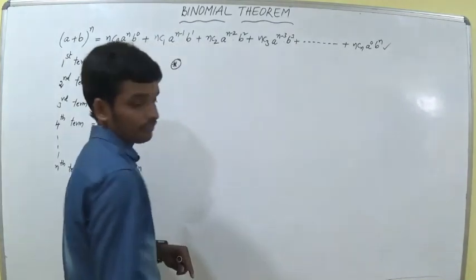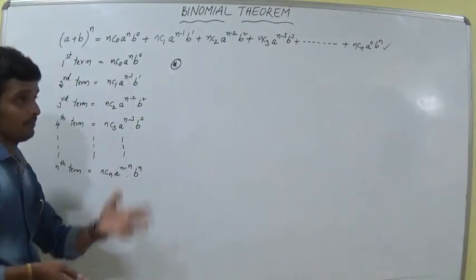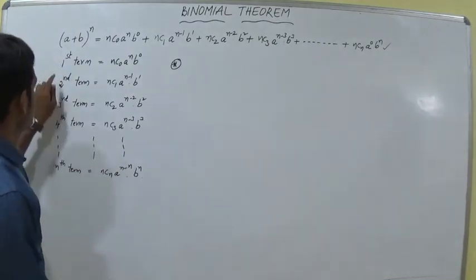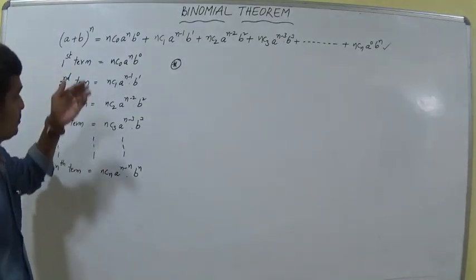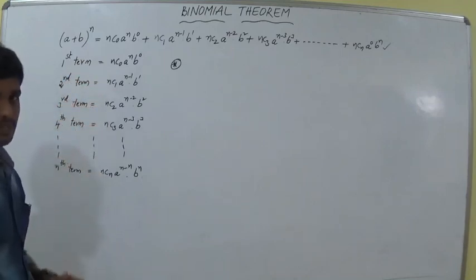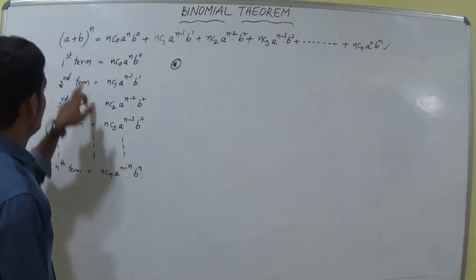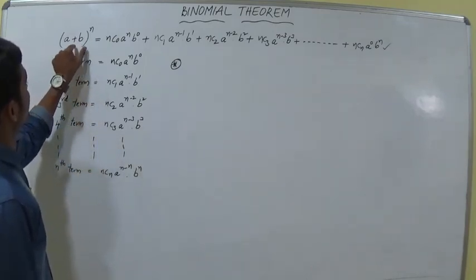So now we have to observe some important points. This is the first term. Every term has n. That is a count. Why? Because the power, the index of the given binomial, is n.